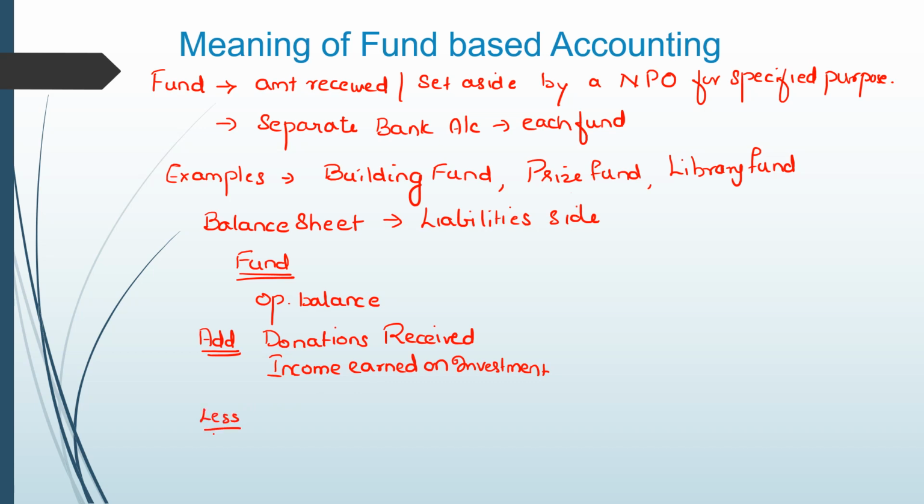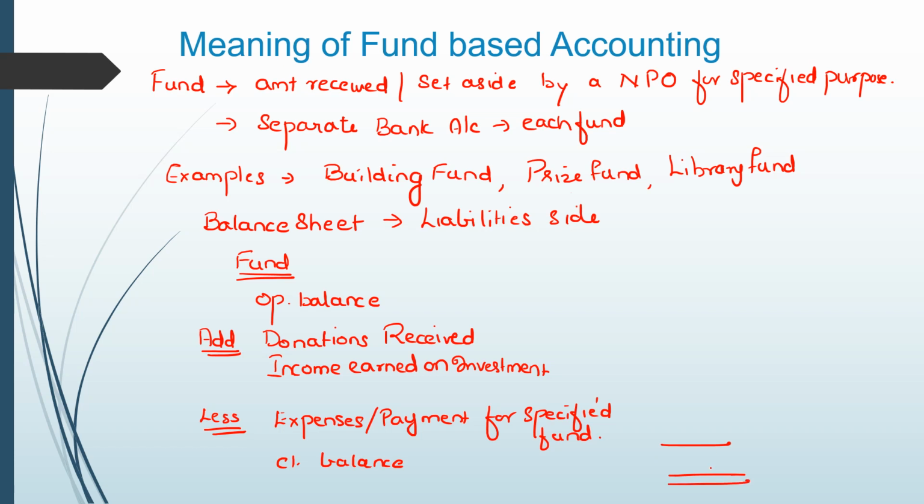Then there will be certain items deducted. That is the expenses associated with this fund. Whatever expenses or payments are made for the specified purpose for which the fund has been created would be subtracted. And finally, the closing balance would be the amount that would be seen in the balance sheet, going into the total of the balance sheet. So this is how the fund balance will be created. And this process that is followed is called fund-based accounting, where an amount is set aside for a specific purpose.